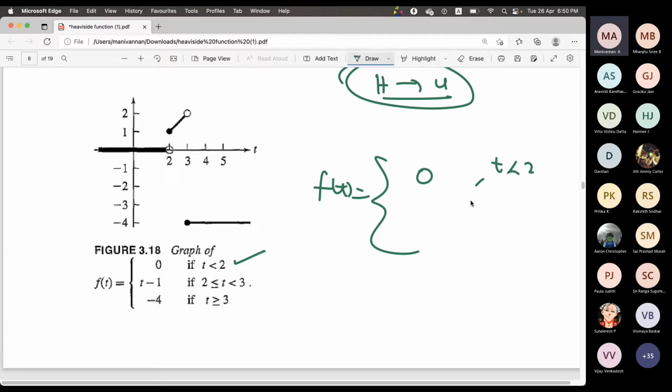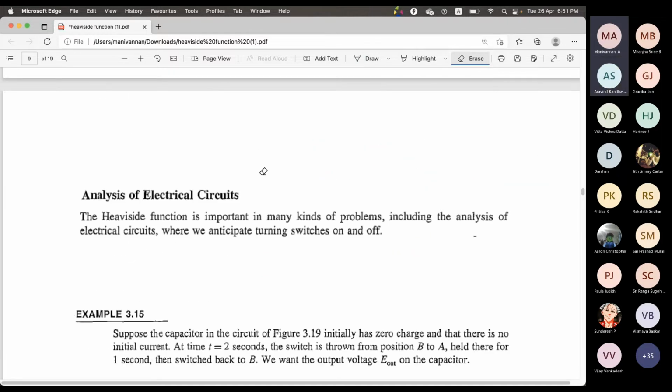Okay, and from here it is t equals to 2 because it is shaded. Then less than 3 because at 3 it is having the punctured disk, there is a hole. Then this will be denoted as, here it is the slope, t minus 1, it's a line. Then t greater than or equals to 3, from this onwards it has the value minus 4. So this is my function.